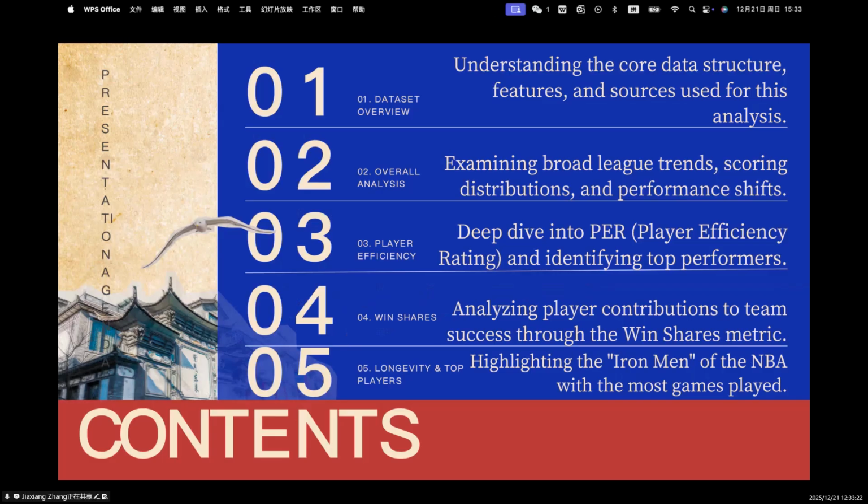Our analysis follows a structured top-down framework. First, we examine league-wide trends to understand how the NBA environment has evolved. Second, we analyze player efficiency using player efficiency rating, or PER. Third, we connect individual performance to team success using win shares. Finally, we evaluate longevity, which captures long-term durability and cumulative impact. This framework allows us to separate surface-level performance from true value.